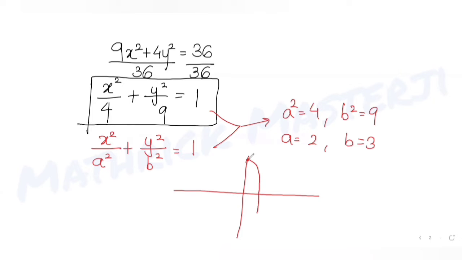So my ellipse would be something like this. This semi-major axis is of 3 units and the semi-minor axis is of 2 units, because we have the points 0 comma 2 and 0 comma minus 2 along with 0 comma 3 and 0 comma minus 3, and 2 comma 0 and minus 2 comma 0. So this is how my ellipse looks like.